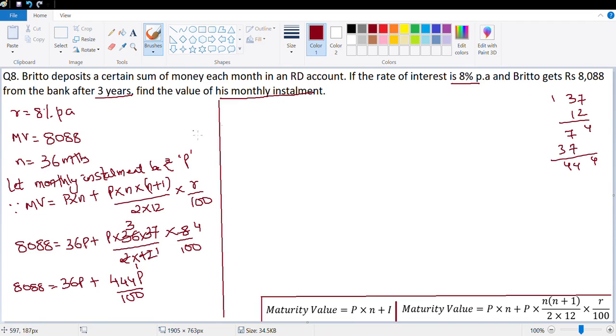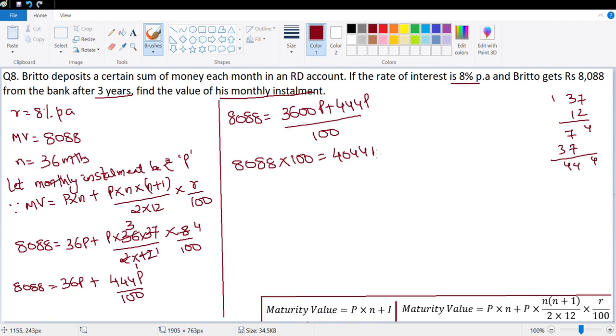Yes, 444P upon 100. Let's take the LCM on the right hand side. So 8088 is equal to 3600P plus 444P upon 100. Let's cross multiply. So 8088 into 100 is equal to 3600 plus 444. That's 4044P. Again, our calculation is very simple.